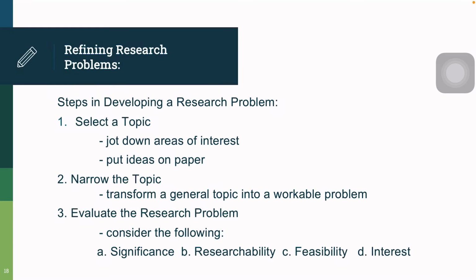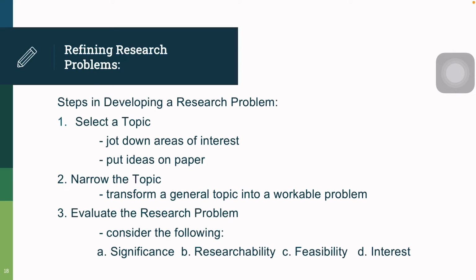Now, how do we refine a research problem? Here are the steps in developing a research problem. First, you have to select a topic. When you select a topic, you have to jot down areas of interest and put ideas on your paper. Now, when you select a topic, please do not think first of what type of research method you're going to use for a particular topic or problem, because it might limit your options in generating a research problem or a topic.